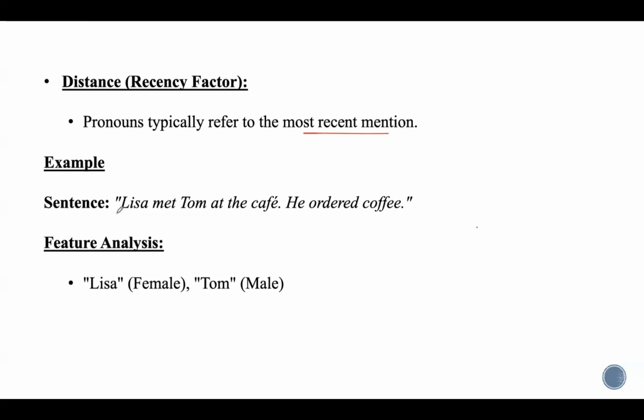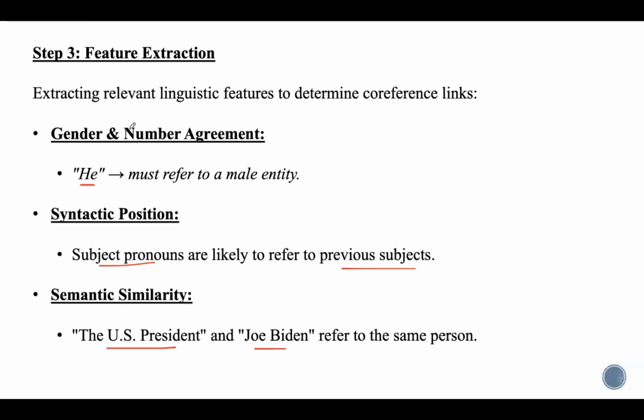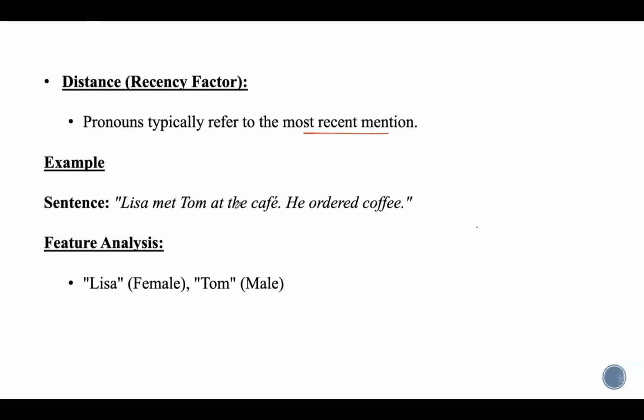See this example. Lisa met Tom at the cafe. He ordered coffee. So first, extract features. We can use the first one, that is gender. You can see that Lisa is a female and Tom is a male, so they were identified during this feature analysis phase.